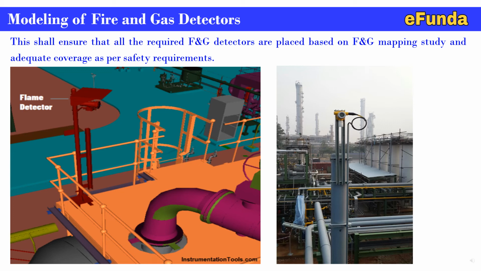Similarly, one can see another photograph of an actual installation of the detector. This is how the modeler always ensures that there is adequate coverage as well as complete support of the flame detector and cone of vision. That means no obstructions will be there between the detector sensor and the actual source area.